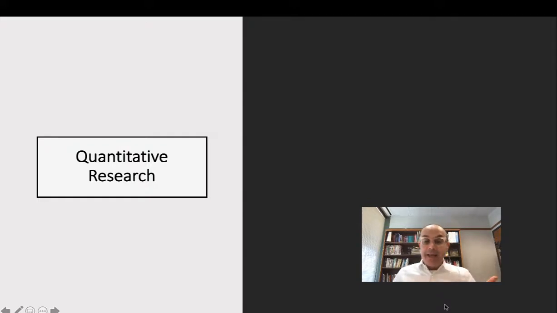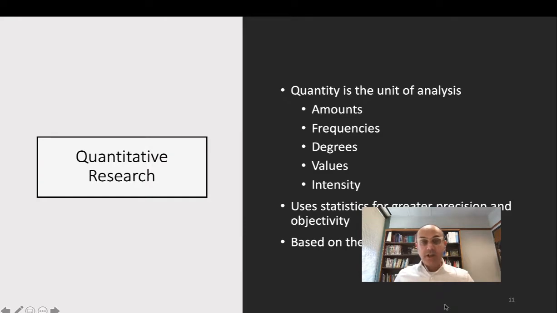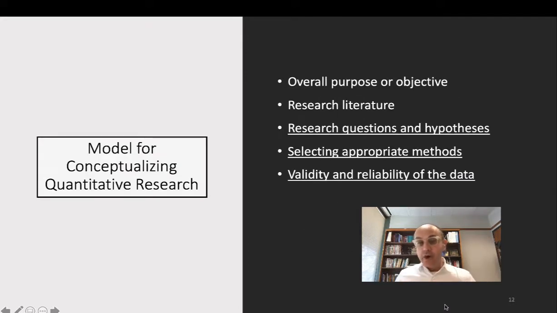In comparison, and it's a big comparison, in quantitative research, the unit of analysis is not human interpretation, but it's all about amounts, about frequency, a degree, values. And the idea here is that statistics is being used in a more precise and objective way, based on a model.